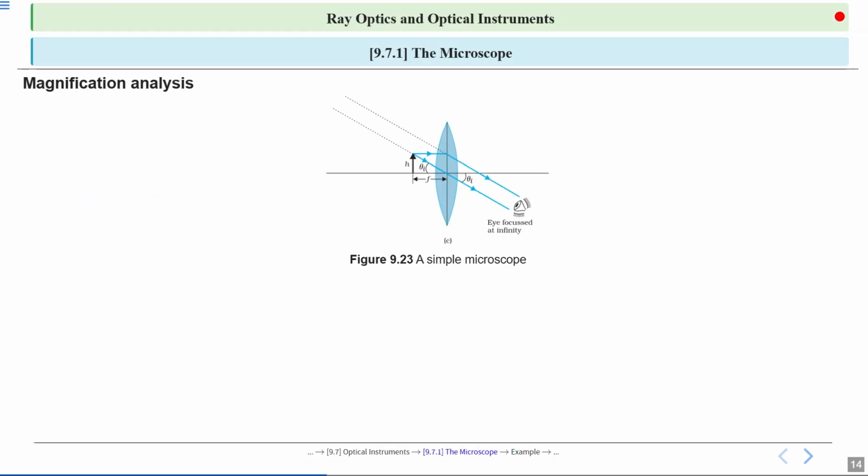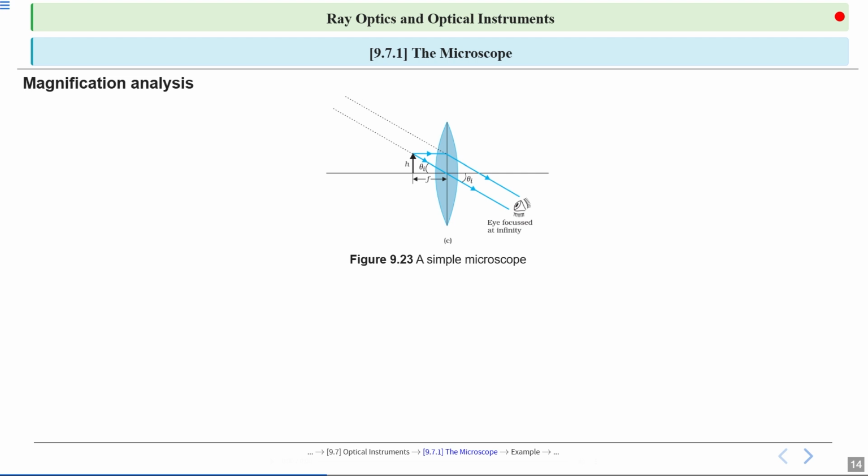Here we have an image of a simple microscope labeled as figure 9.23. Notice the key components and how they are arranged. The setup is essential for understanding how light is manipulated to magnify objects. Pay attention to the path of light through the lenses, as this is fundamental to the microscope's function. So this diagram is for image formed at infinity.